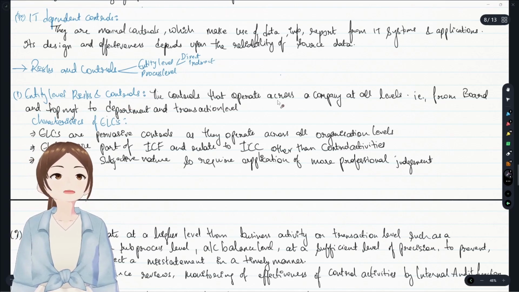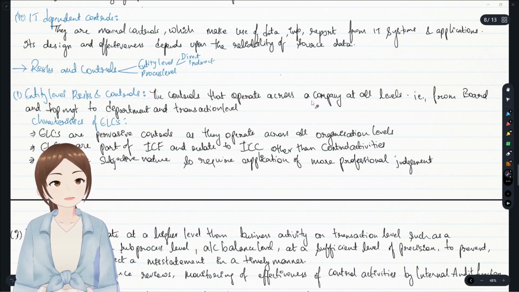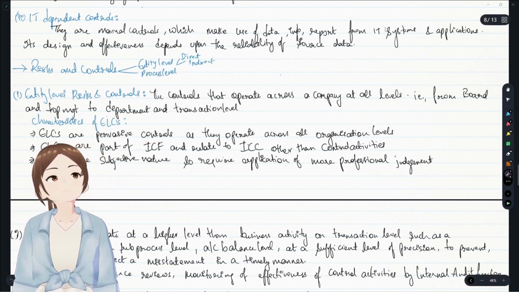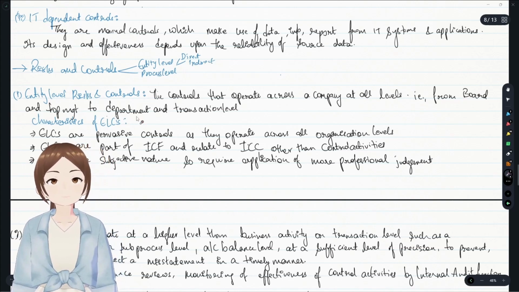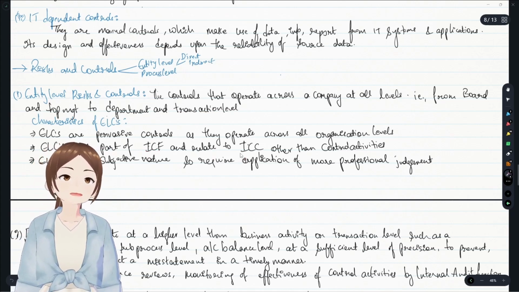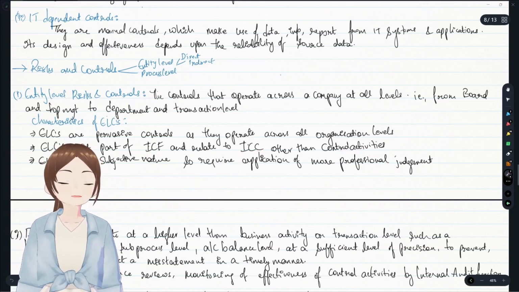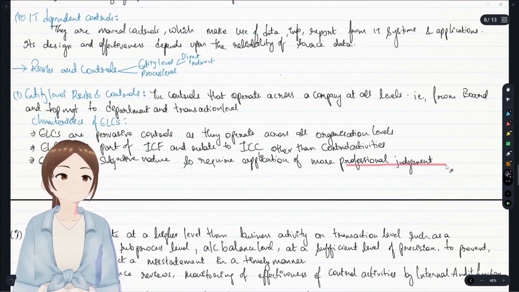The controls that operate across the company are pervasive controls, and they operate at all levels, from the board and top management to the department and transaction level. ELCs are a part of the internal control framework and relate to internal control components other than control activities. ELCs are subjective in nature, so they require more professional judgment in application.